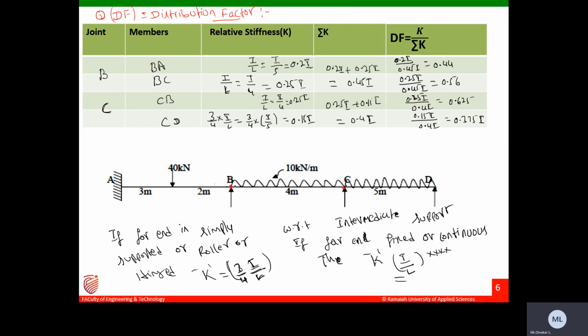So BA is 0.44 and BC is 0.56. If you add those two, you have to get 1. So this is a cross check. You can check, this one is 0.375. So we need to cross check these, please. Let us make sure that the summation of distribution factors at each joint is 1. We need to take care of this.